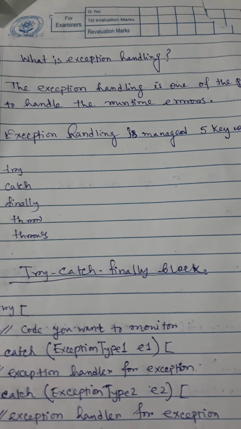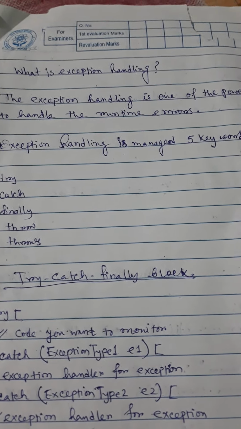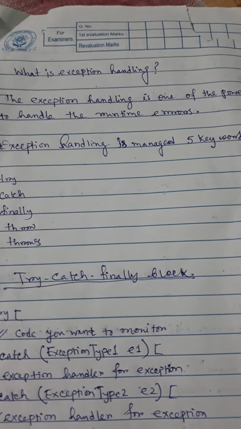Now I want to say what exception handling is. Exception handling is the mechanism where you can handle the runtime errors. So how to handle? The mechanism is managed by five keywords: try, catch, finally, throw, throws.